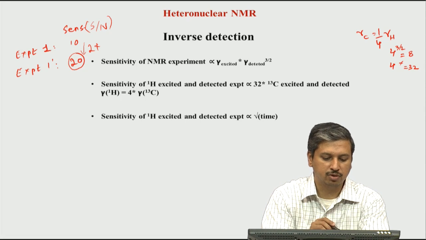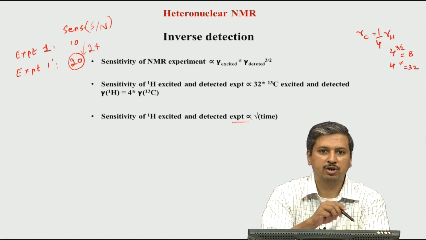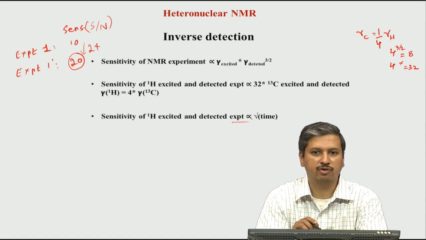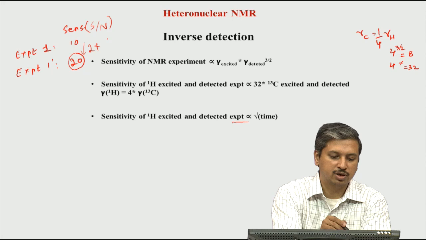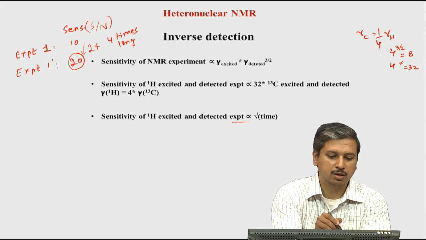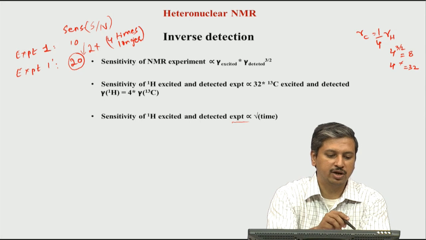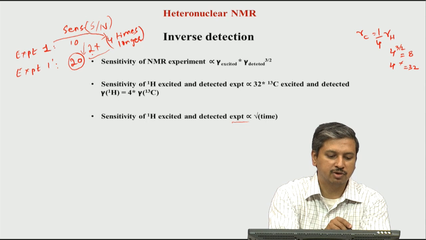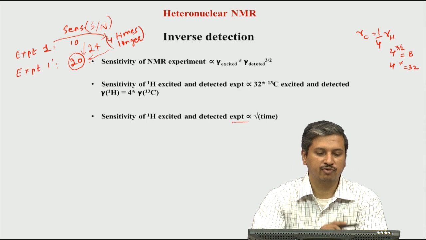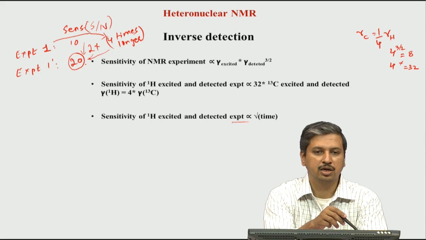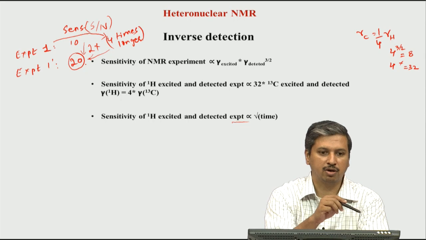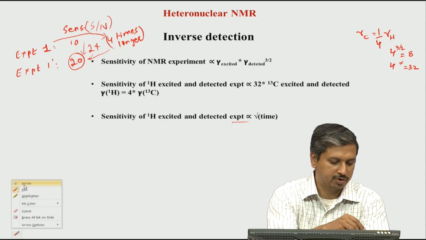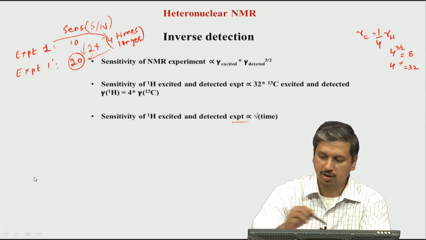According to this rule shown here, the sensitivity is proportional to the square root of time. It means that I have to run this experiment 4 times longer, the square. Only if I run experiment number 1 four times longer will the sensitivity become 20. So, if I want to increase the sensitivity by x, I have to increase the time by x square. That is basically the philosophy in all NMR experiments in general.